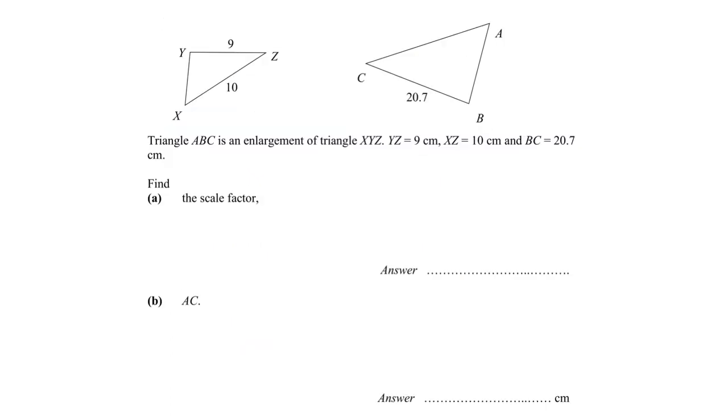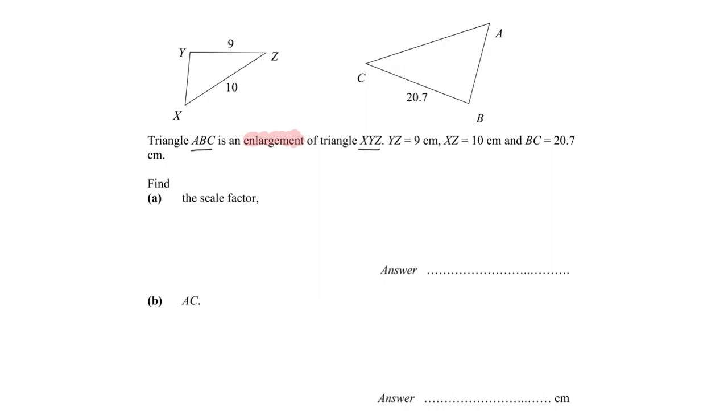Hello everyone, welcome to this part of the question on enlargement, where ABC is an enlargement of triangle XYZ and some of the sides are given. So the very first thing for me to do is to identify the corresponding sides. Well, AB, this is very important because they do give me the corresponding points. So the length AB and XY is the corresponding side.